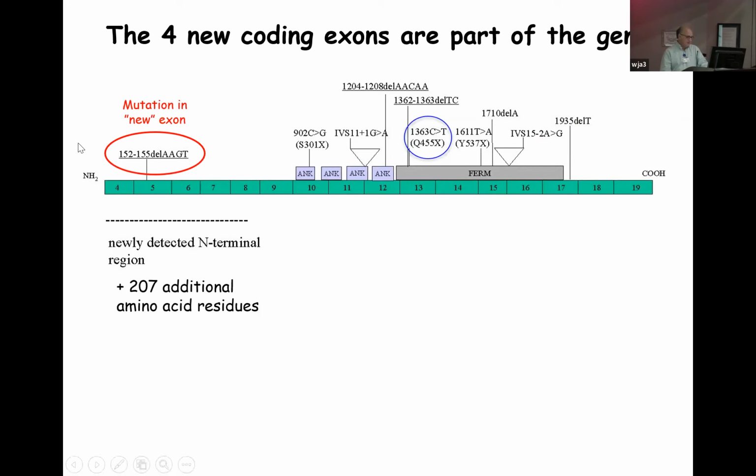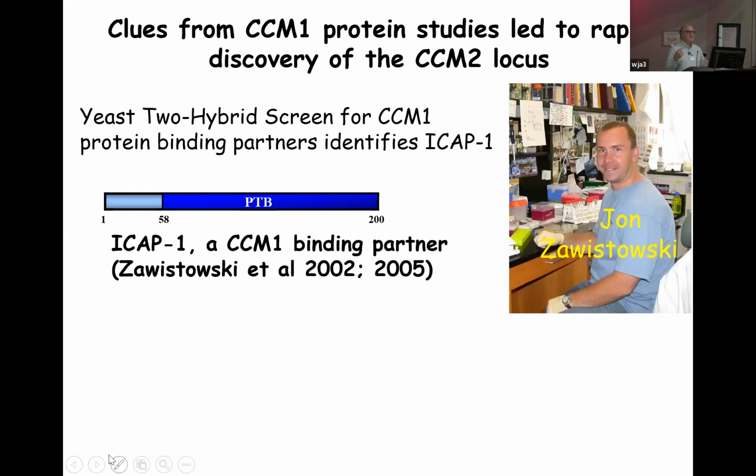And so I want you to focus on this. Remember, nothing was known about this region, and it doesn't have any, these are called ankyrin domains that are involved in protein-protein interactions. And this FERM domain is sort of an ezrin, radixin, moesin, like a membrane interaction domain.